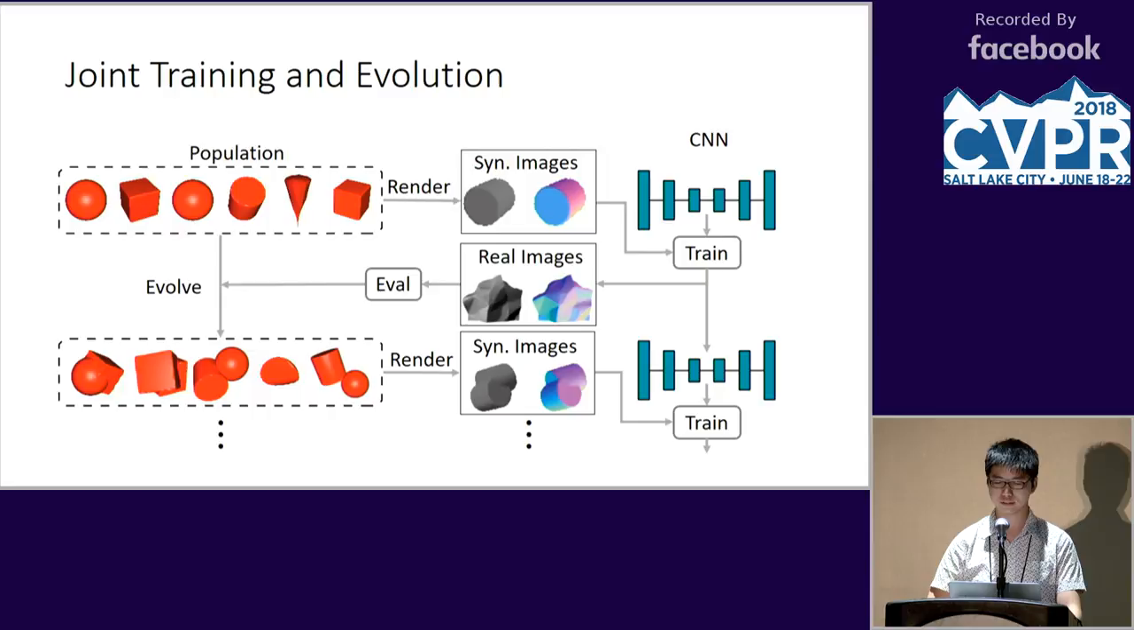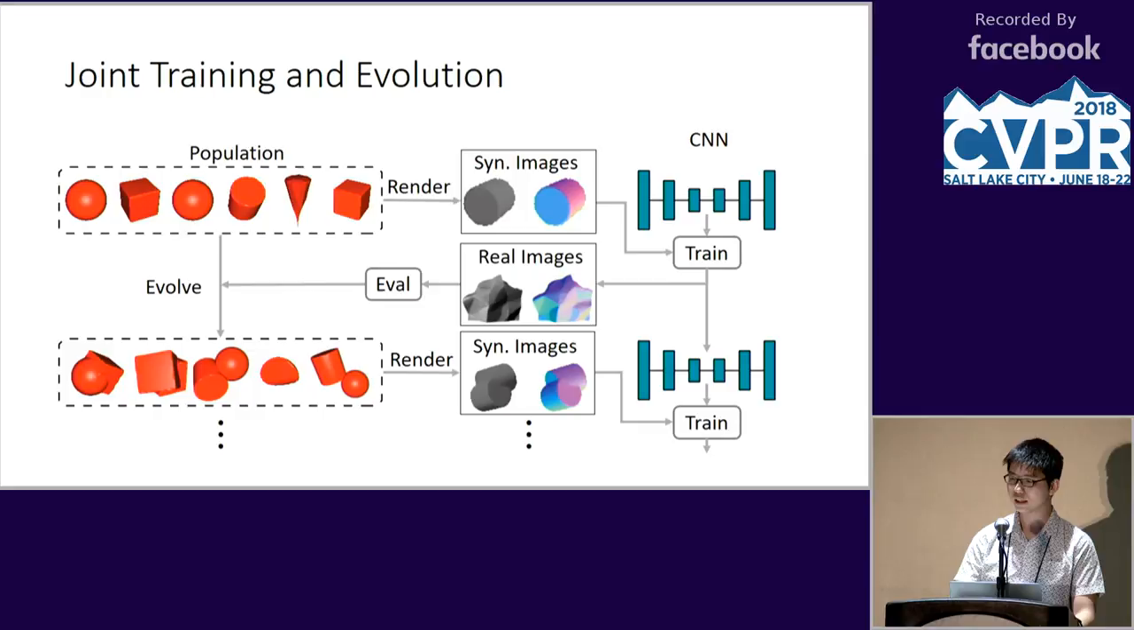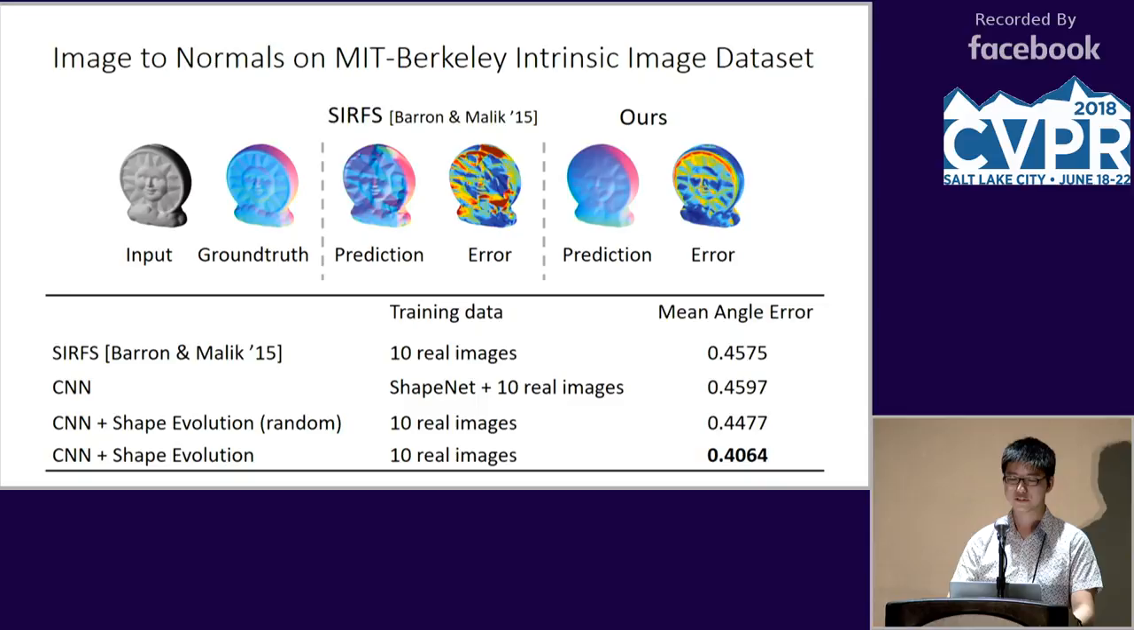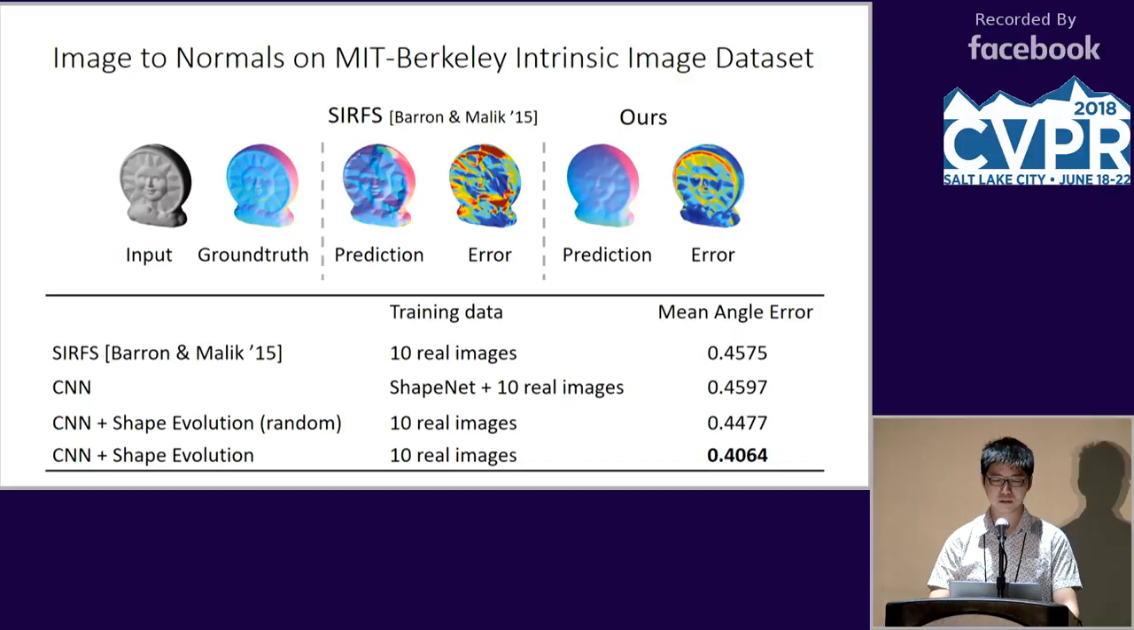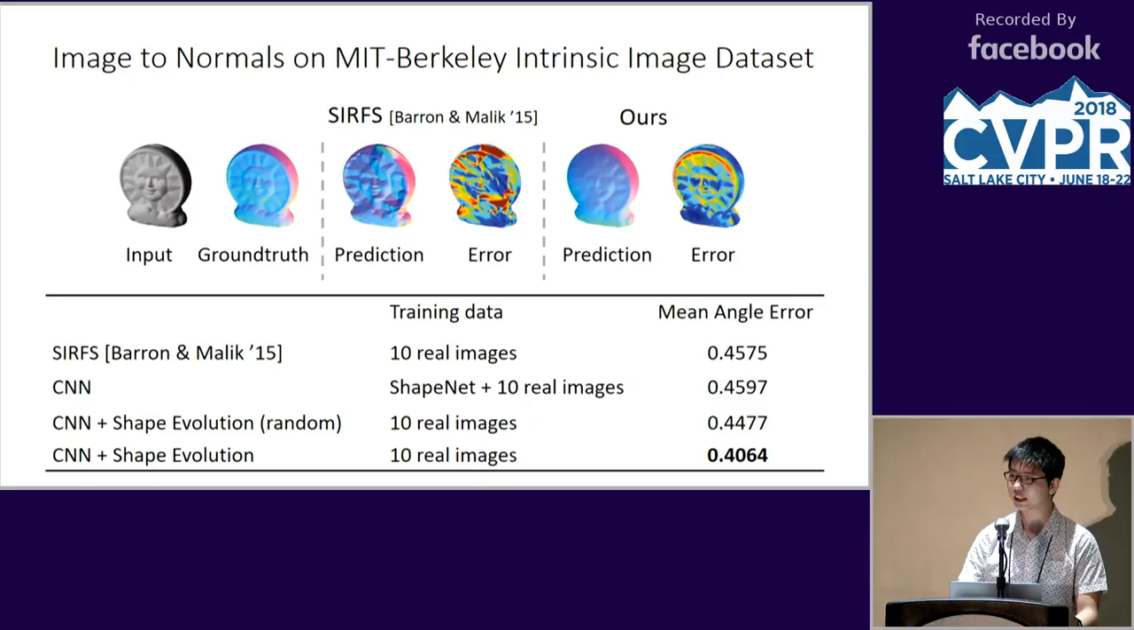We evaluate our methods on the shape from shading task using the MIT Berkeley intrinsic images dataset. We compare with SIRFS, a state-of-the-art shape from shading approach. We also compare with training deep networks using shapes from ShapeNet. We show that with shapes evolved without feedback, we can do as well as SIRFS and ShapeNet. With our full algorithm, we achieve significant improvement over the prior state-of-the-art using only automatically generated shapes.